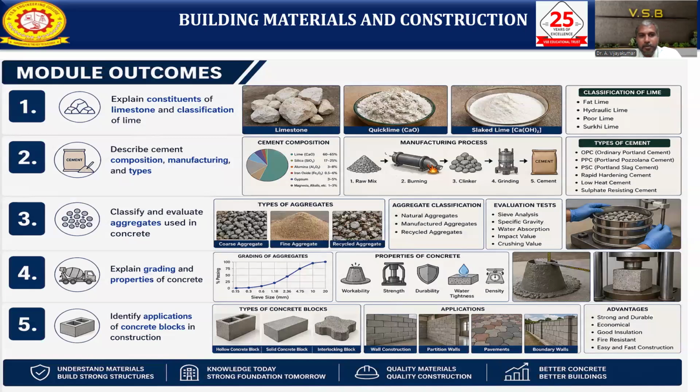So these are the module outcomes. Now the student can explain the various constituents of limestone and the different classifications of lime. The learner can describe the cement composition, how cement is manufactured, and explain the various types of cement. You can now classify and evaluate the aggregates used in various construction purposes and concrete. You can explain the grading and properties of concrete, and finally you can identify the applications of concrete in construction work.